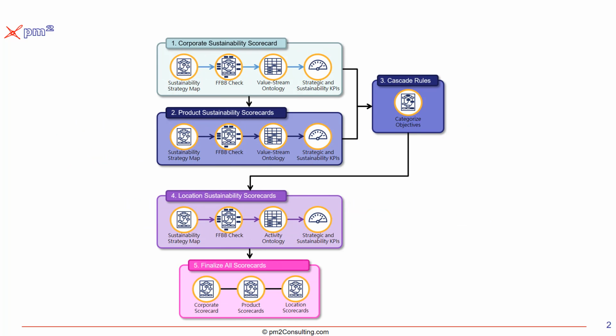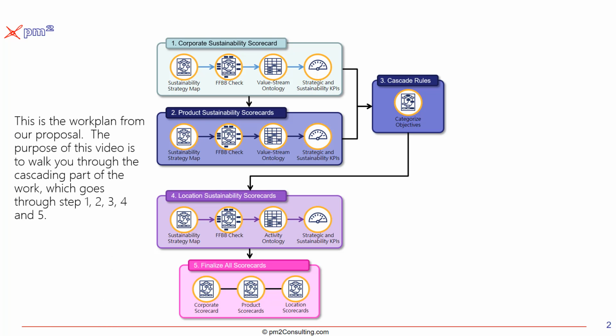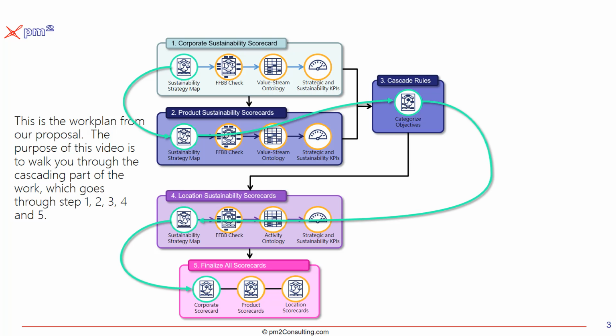So, quickly, this is the methodology that we've proposed in our proposal to you. And this video is going to show you the cascade activity, which begins at the first step, continues through the second, third, fourth, and fifth steps. So we're going to track how this cascade occurs and how we ensure that linearity.